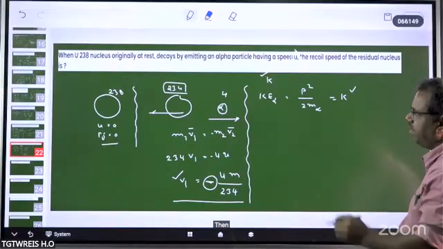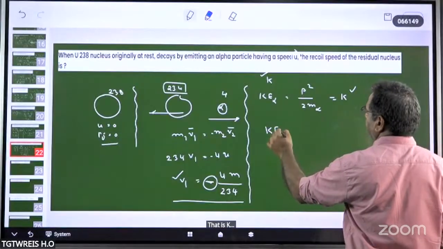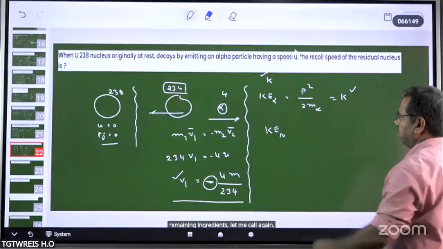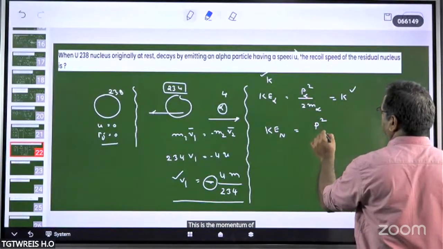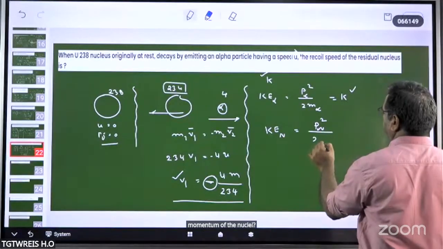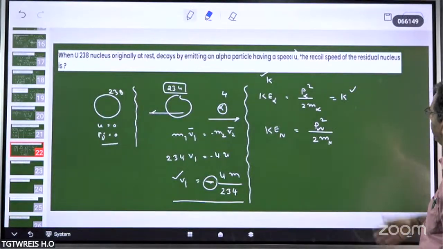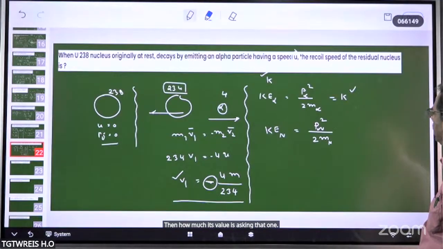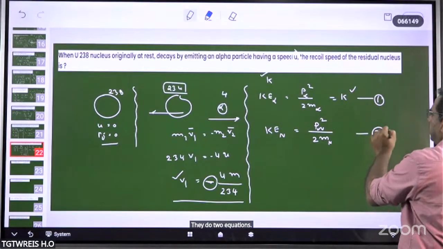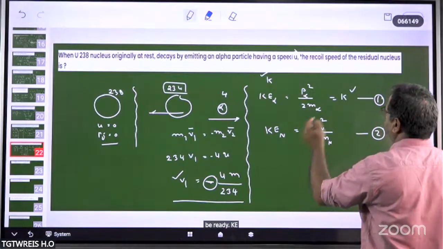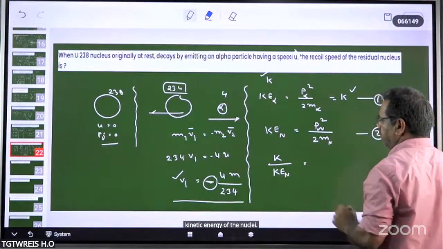Then what would be the kinetic energy of the residual nucleus? That is KE of the remaining nucleus, let me call it N, is equal to, again, P square by 2m, where P is the momentum and m is the mass of the residual nucleus. Then how much is its value? Very simple. Take the two equations and divide them: KE of alpha, which is K, by the kinetic energy of the residual nucleus.